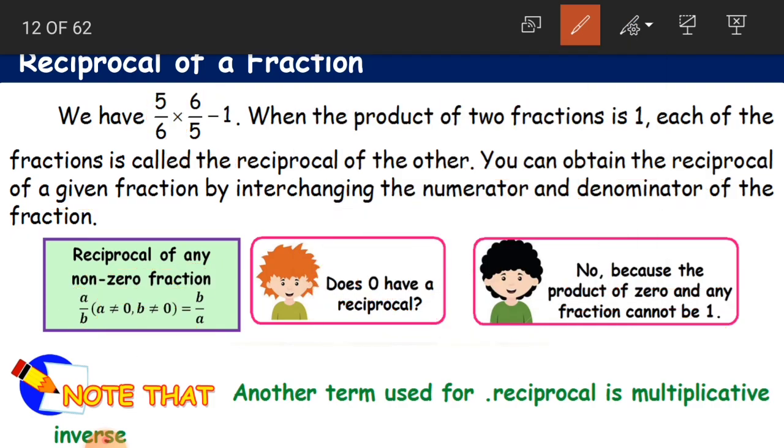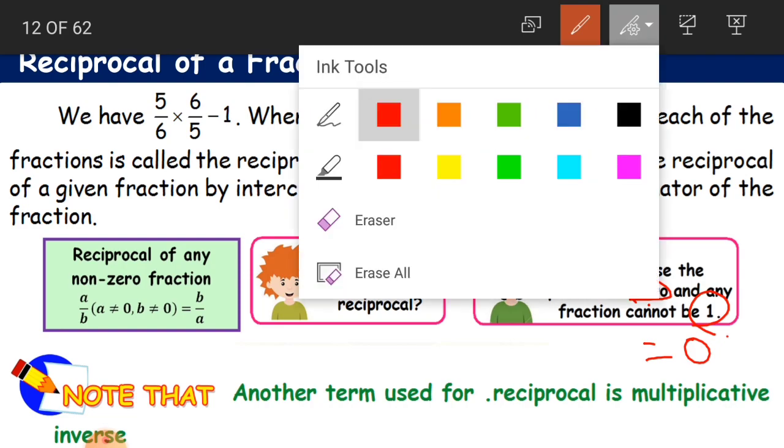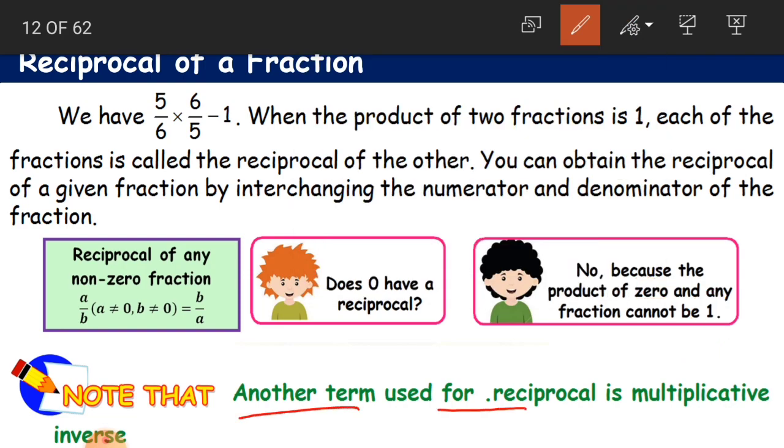Why? Because we know that any number multiplied with 0, the answer will be 0 only. We cannot get 1 as our answer. Clear? Another term used for reciprocal is multiplicative inverse. What is another term used, students? The another term used for reciprocal is multiplicative inverse. Yes?